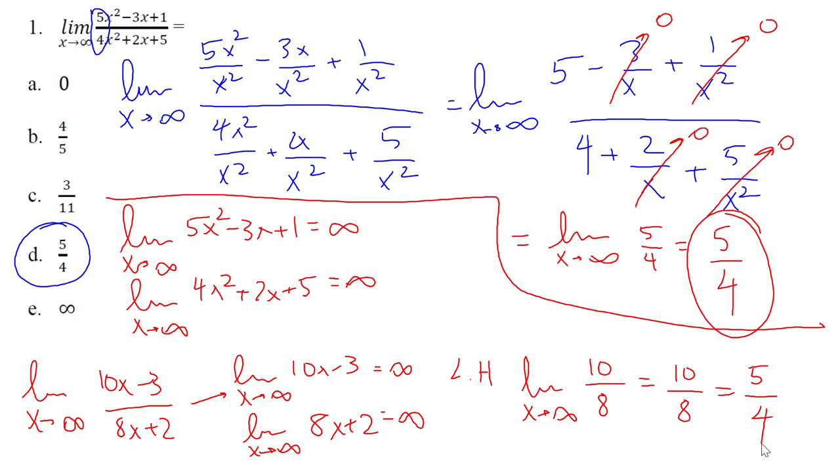So if this was the AP test, just look at the problem and put 5/4 because you know that's the horizontal asymptote. But on a free response question, you'd have to use one or the other of these methods. Either one would be fine.